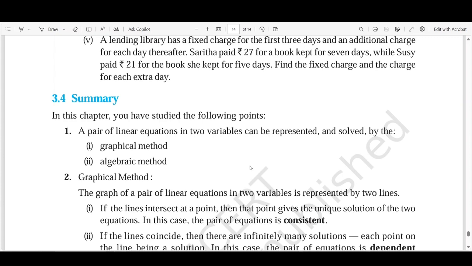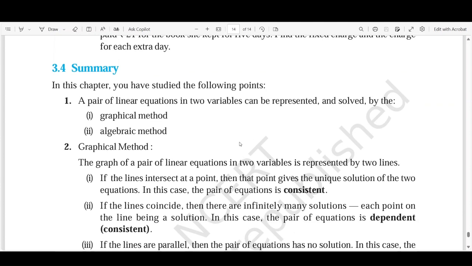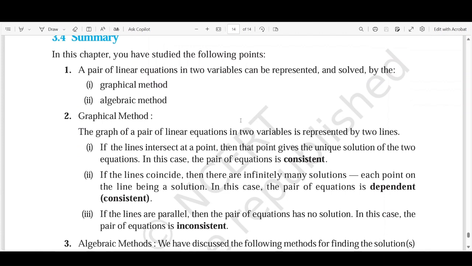So the last section is the summary. Here they have consolidated all the ideas we have discussed in this chapter. So let us recollect them. The first point is, for a pair of linear equations in 2 variables, we can solve them by 2 important methods: the graphical method and the algebraic method.